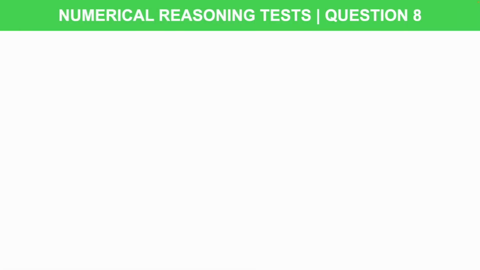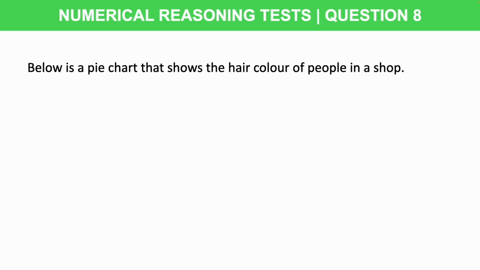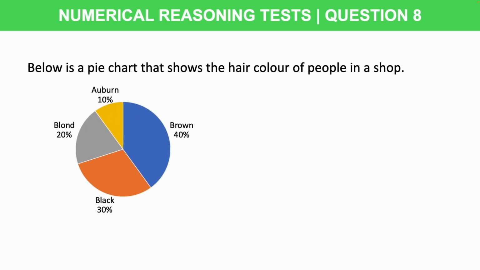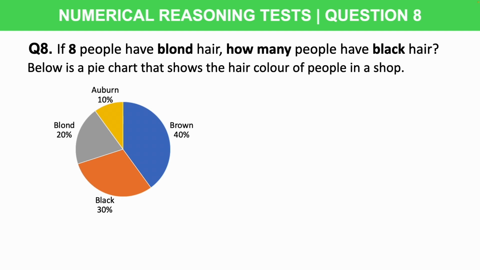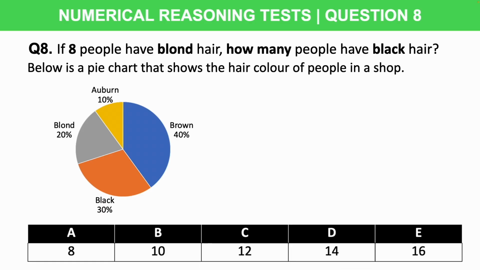Okay, let's take a look at a little different question. So below is a pie chart that shows the hair colour of people in a shop. If 8 people have blonde hair, how many people have black hair? Is it A, 8, B, 10, C, 12, D, 14 or E, 16? Well, to work this out, we use the same principles that we've already covered.